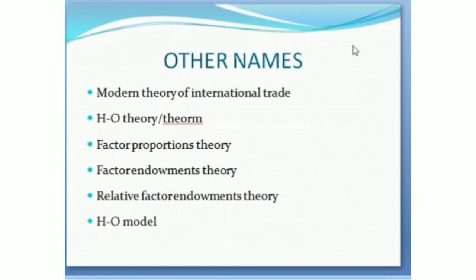Other names of the Heckscher-Ohlin theory. We have so many names of the Heckscher-Ohlin theory. First one we can call the modern theory of international trade. It is also called the Heckscher theory or theorem, factor proportions theory, factor endowment theory, relative factor endowment theory, Heckscher model.